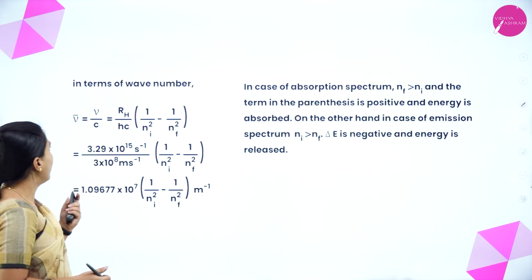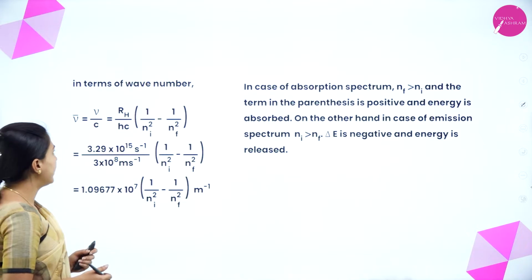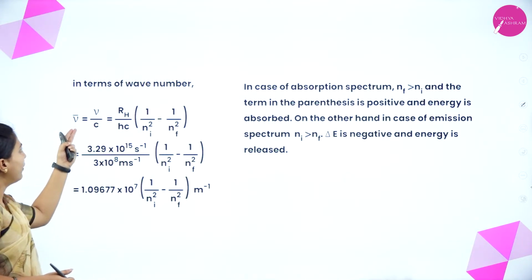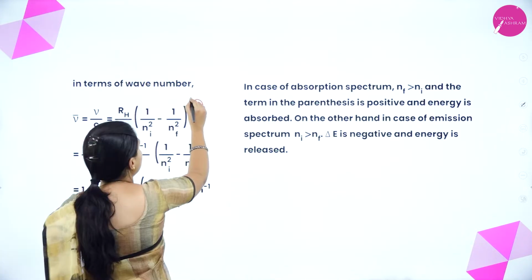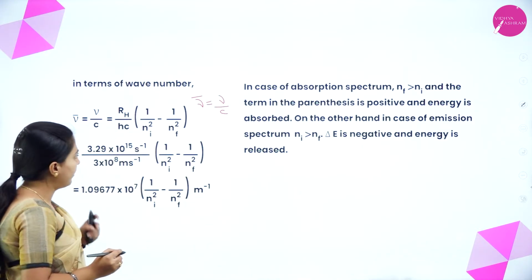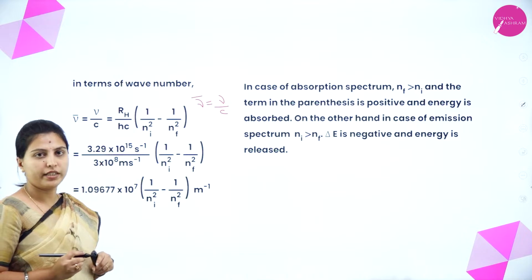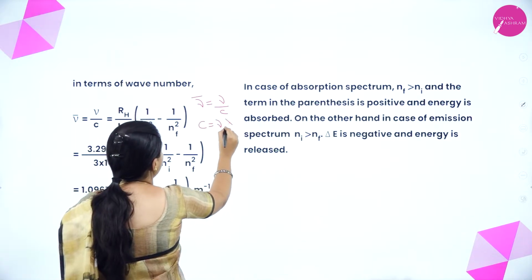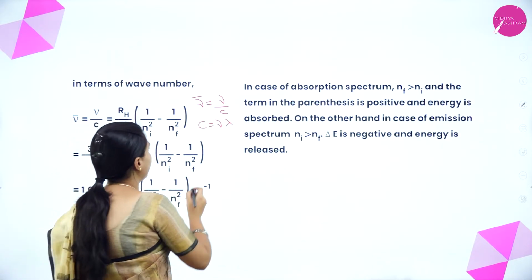In terms of wave number, let us see how it can be written. Wave number means nu by c. They have given it like this, right? c equals nu lambda. This is the common equation.